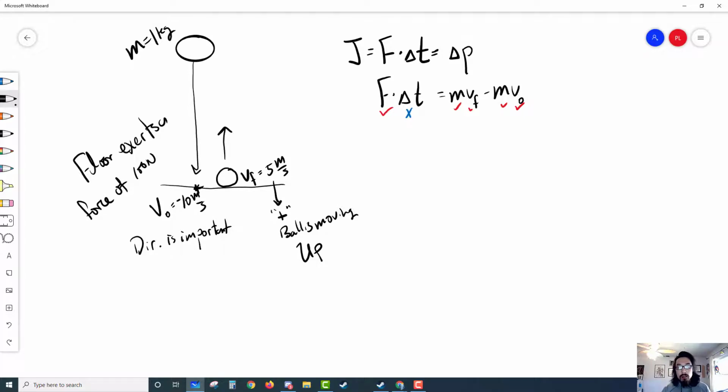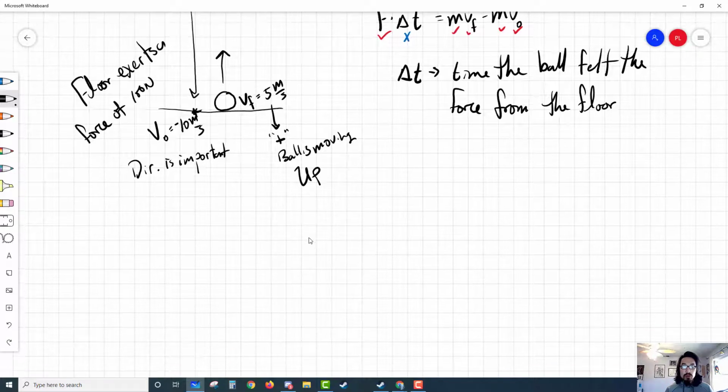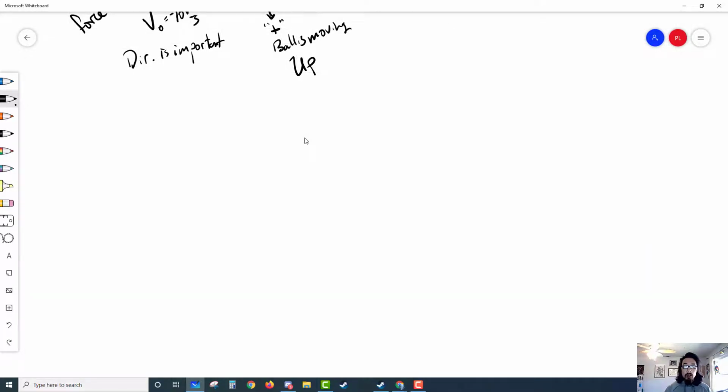Now, I just want to point out here conceptually what that means. So this delta t here is the time the ball felt the force from the floor. Okay, and so if we were to do like a slow motion kind of imaging of this, and there are tons of really cool slow motion videos out there of like a rubber ball hitting a bat, or a golf ball hitting a club. But what happens is I'm going to do a profile, right? So I'm going to say that this is the floor.